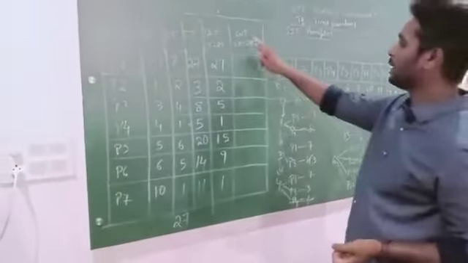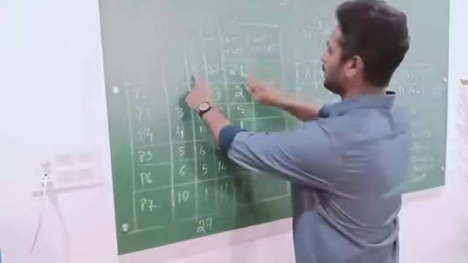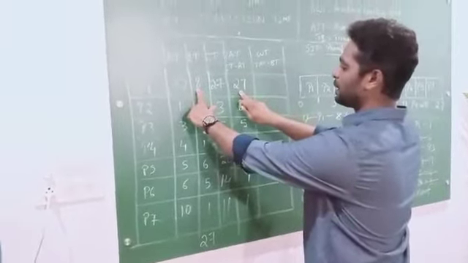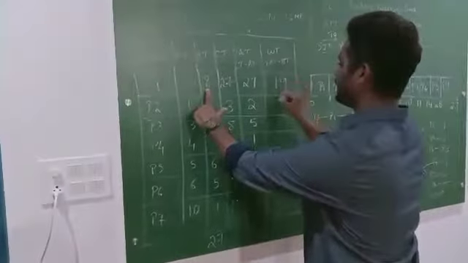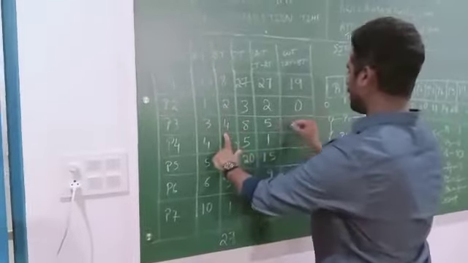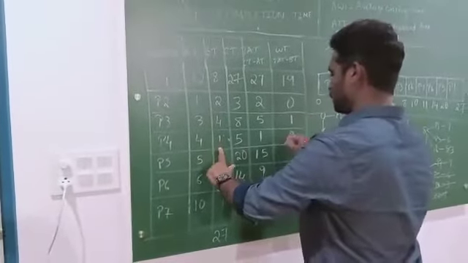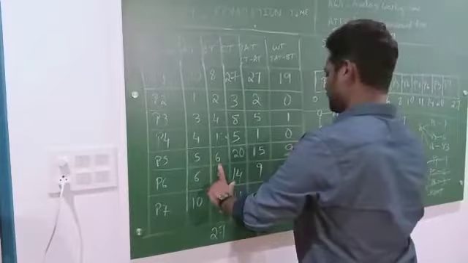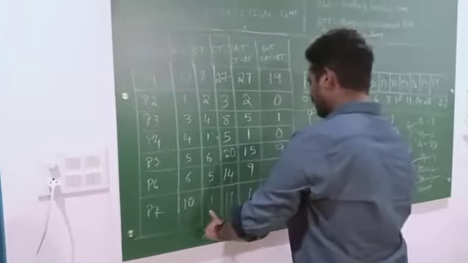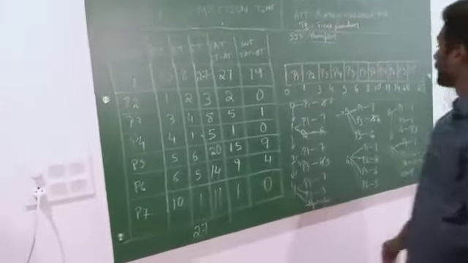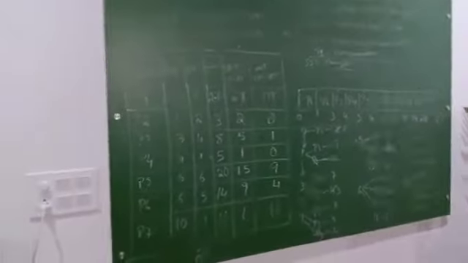And how do you calculate the waiting time? Turnaround time minus burst time. See here, 27 minus 8 gives 19. 2 minus 2 is 0. 5 minus 4 is 1. 1 minus 1 is 0. 15 minus 6 is 9. 9 minus 5 is 4. Again 1 minus 1 is 0. Guys, hope you understood this one.